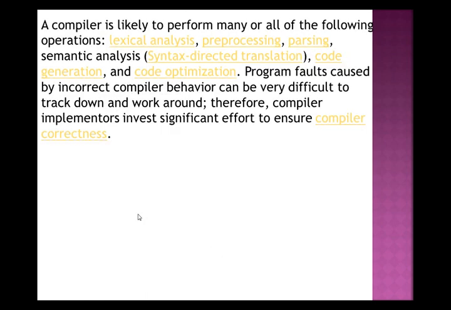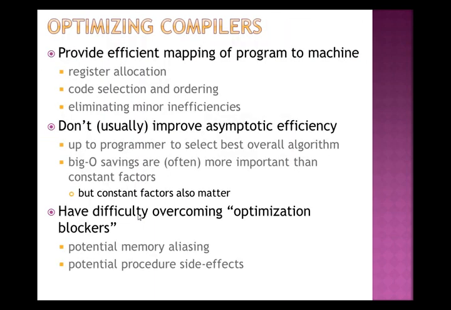Then we also studied how to optimize the compiler. Till now we have covered what a compiler is. Now, how to optimize it by providing efficient mapping of the program. Mapping means the high level language is fully converted into the low level language, not that only one line is converted and another is pending. It is a proper, efficient mapping of the high level language program into the machine level language program. This includes register allocation, code selection, and eliminating minor inefficiencies.